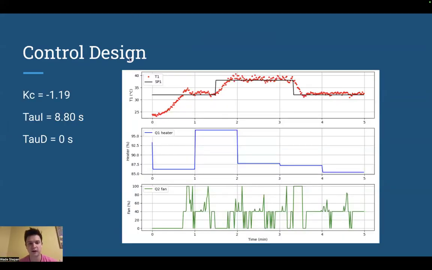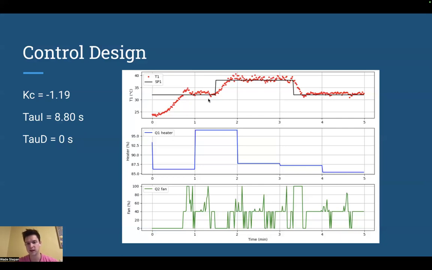Yeah, so as we can see here, after we got those initial guesses from our models, we decided to put it to the test on the hardware, and this was the response that we got after some more tuning of the parameters. We found that the most optimal response was a Kc value of negative 1.19 and a tau I value of 8.8 seconds. And as you can see, there is a bit of overshoot, but after it shoots past the set point just by a couple of degrees, that fan was able to cool it down properly right back down to the set point.